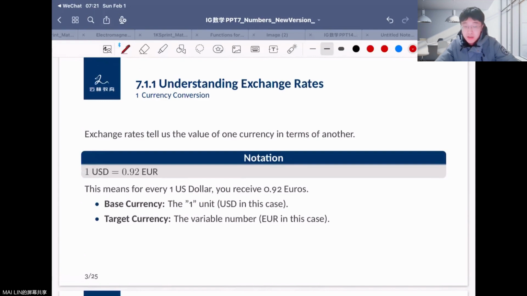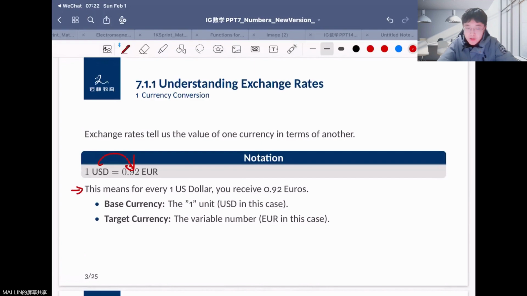You have valuable notes like USD, Hong Kong dollar, and another kind of notes, and you want to transfer into Euro, or maybe pounds or other kinds of currency. So here you can find in this question that sometimes we have 1 USD equals 0.92 euro. That means for every 1 US dollar you receive 0.92 euros.